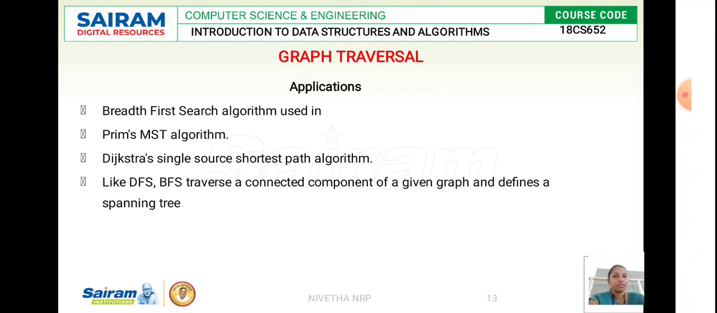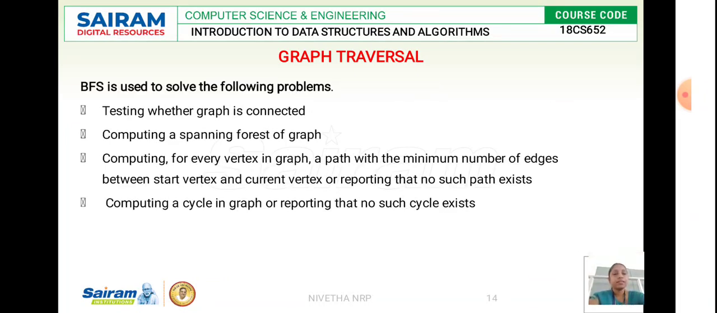Based on the breadth first search, we are going to find the shortest path from one source to the other source using a few algorithms, which are Prim's and Dijkstra's algorithm. From one source to the other source, the distance is calculated. This is the application we have for BFS.